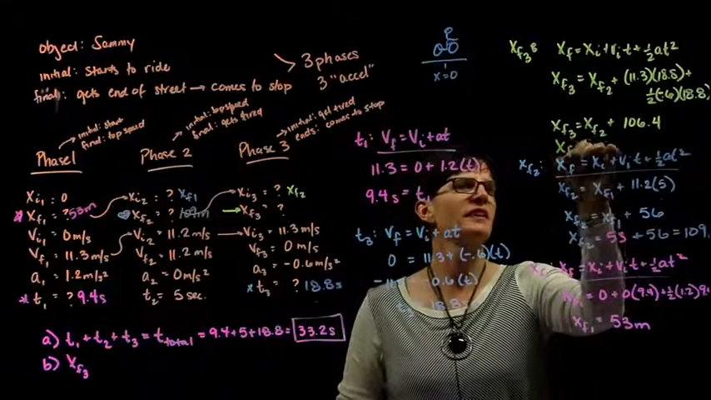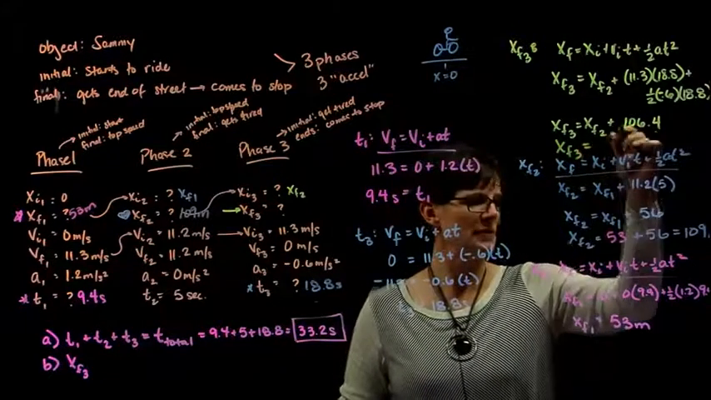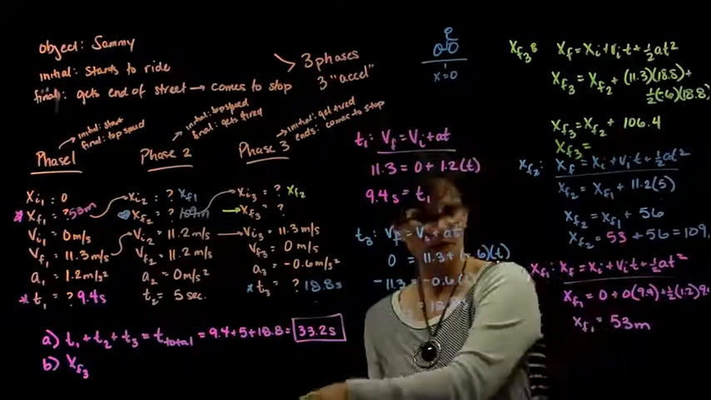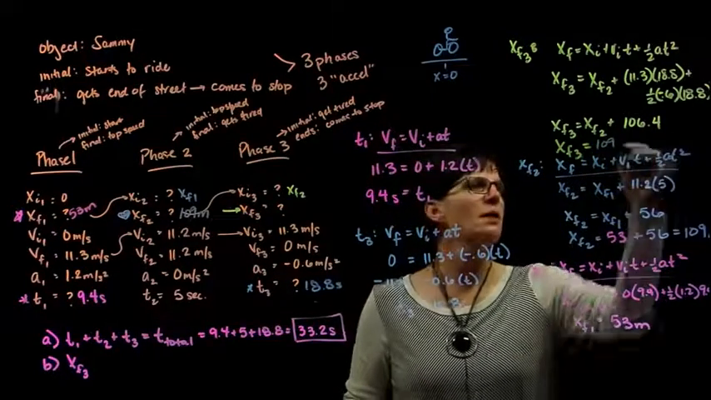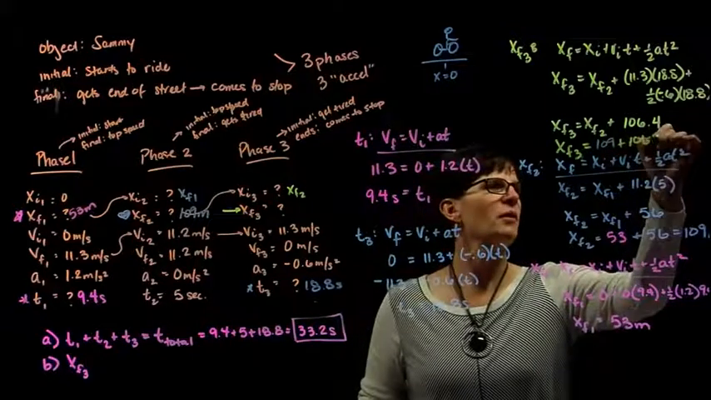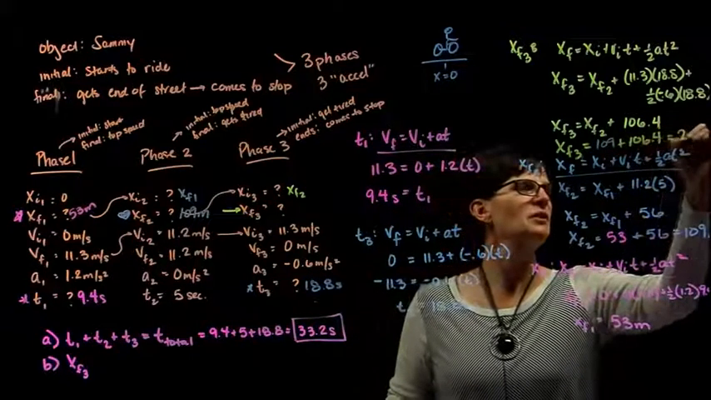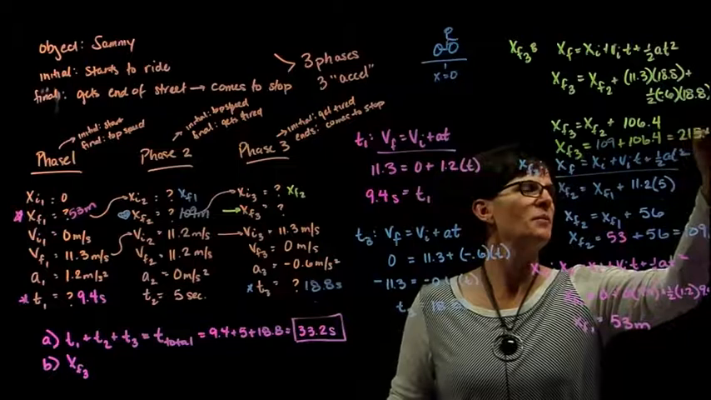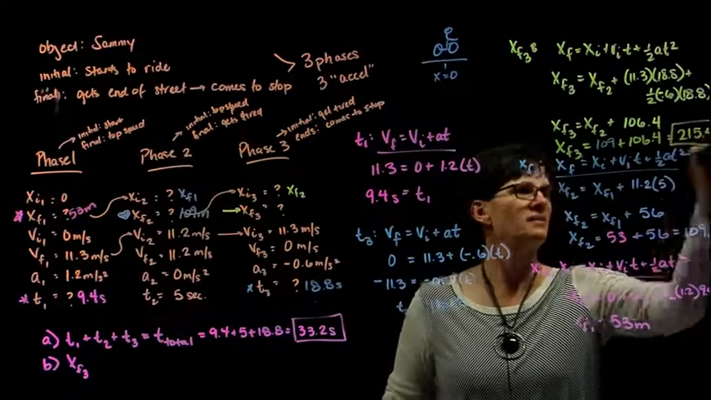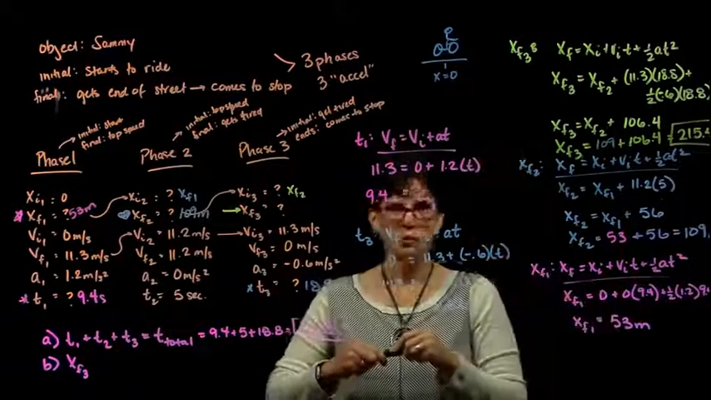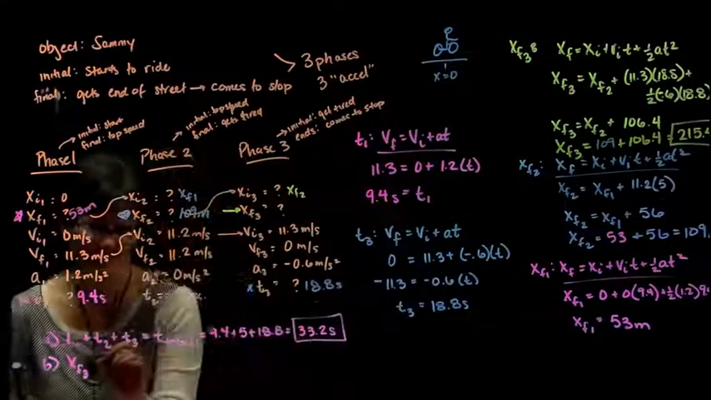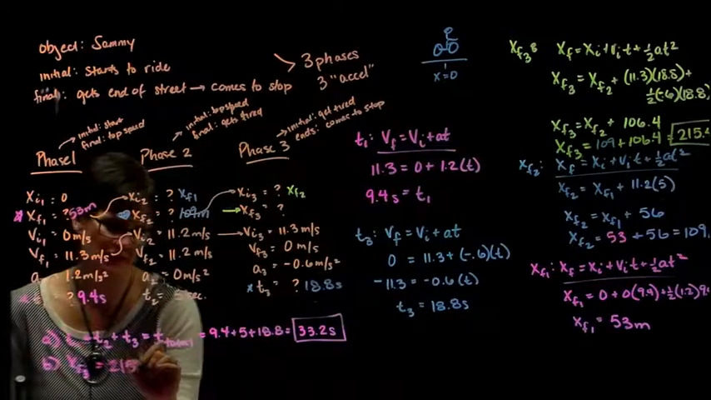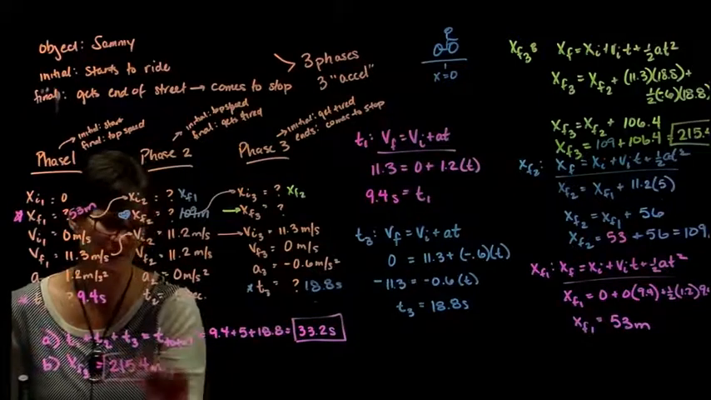So x final 3 is equal to x final 2, which was 109, plus 106.4, and I get 215.4 meters. Whew, a lot. All right, so x final 3 is equal to 215.4 meters.